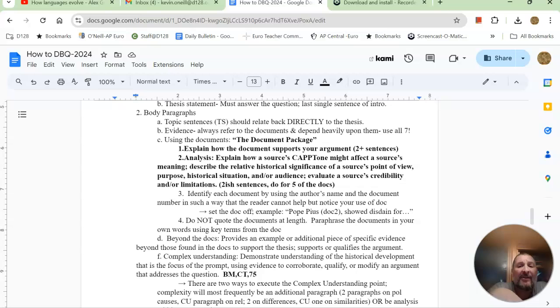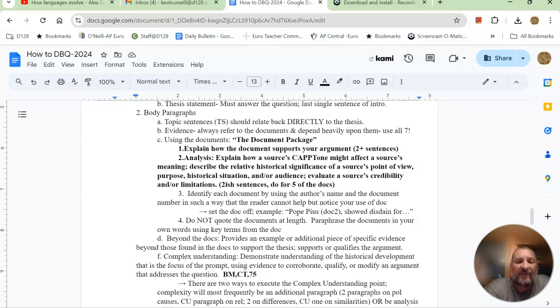You're going to explain how the document supports your argument. That's a couple sentences, okay? Explain how this supports your argument. Then you're going to do analysis, and you're going to explain how the source's CAPTONE affects the source's meaning. This is credible. This is not credible.